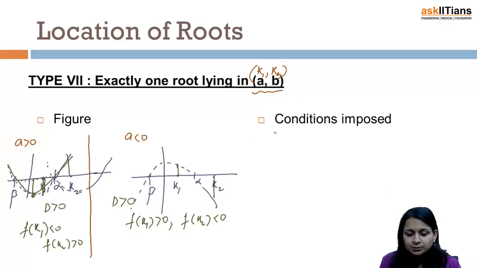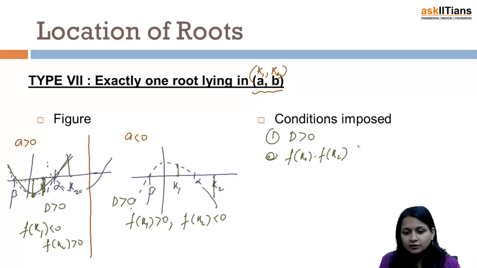So the conditions we can put together are, first, discriminant D is greater than 0. Now in both of them you can see that f of K1 and f of K2 are of opposite sign. So I can put it as the product f of K1 times f of K2 will always be less than 0, irrespective of a.